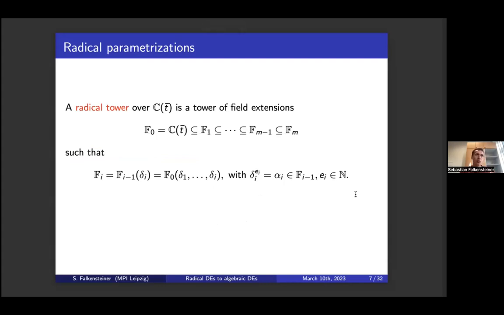For a very formal and precise construction, we work with field extensions, or actually a tower of field extensions, such as this one. And we usually start with the complex numbers plus the parameters we will use for the parametrization. And then, in this tower of field extensions, we always add one radical expression for getting to the next level. And this will be denoted by delta.